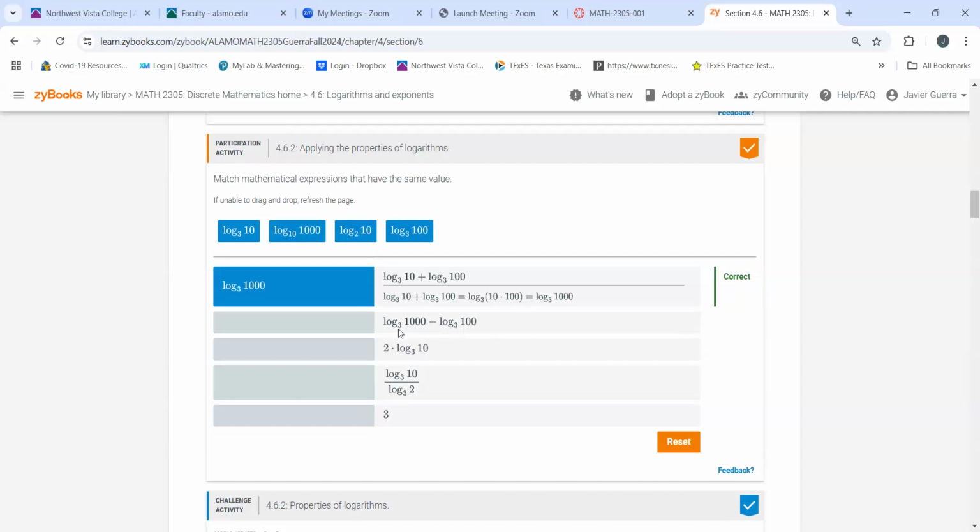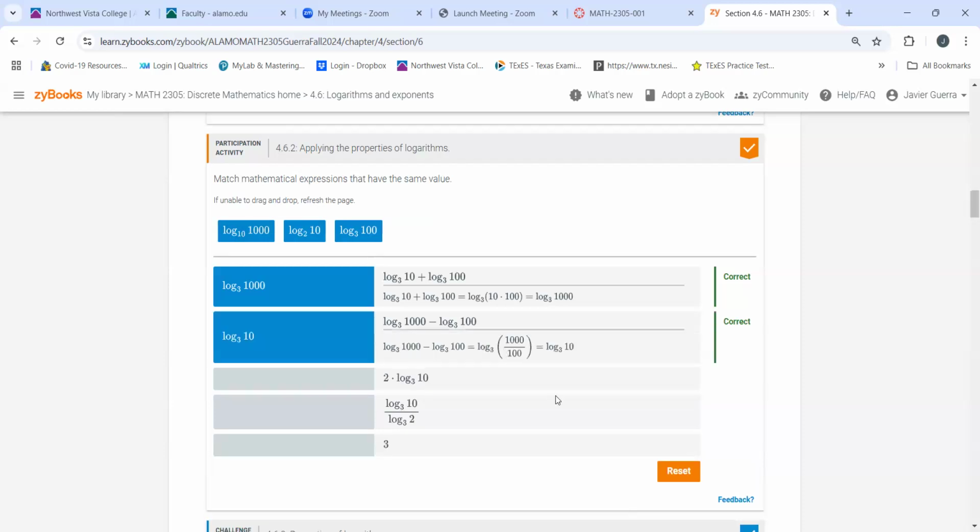Second one, it's going to be log base 3 of 1,000 minus log base 3 of 100. Minus means divide, so I'm going to divide 1,000 by 100. So that should give me log base 3 of 10. Yep. This one is 2 log base 3 of 10. I'm going to move the 2 in the front and to the top corner of the 10. So that should be 10 to the second power, which is 100.